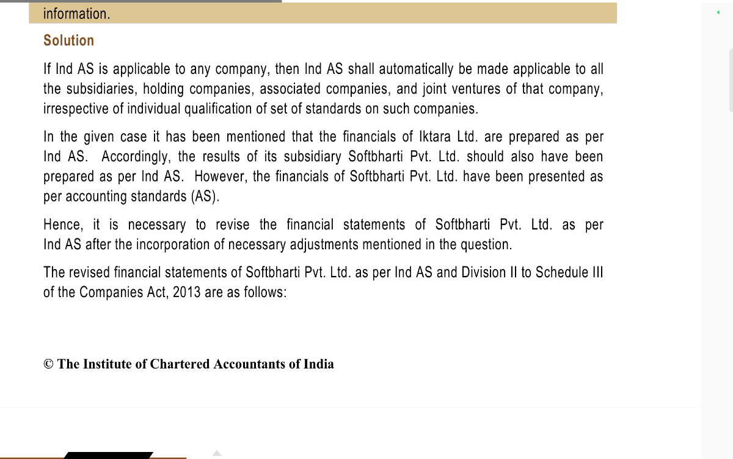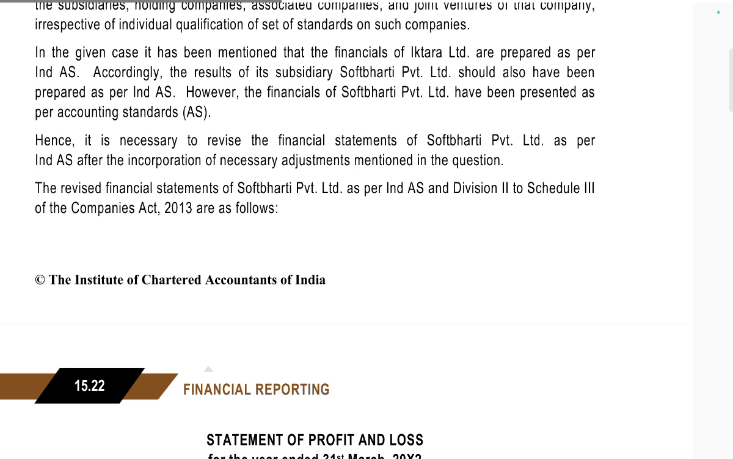In the given case, it has been mentioned that the financial statements of Ikatari Limited are prepared as per Ind AS. Accordingly, the subsidiary Softbury Private Limited should also have prepared its financial statements as per Ind AS. Therefore, the financial statements of Softbury have not been presented as per Ind AS. Hence, it is necessary to revise the financial statements of Softbury Limited as per Ind AS after incorporating the necessary adjustments mentioned in the question. The revision of the financial statements of Softbury as per Ind AS and Division 2, Schedule 3 of the Companies Act is as follows.